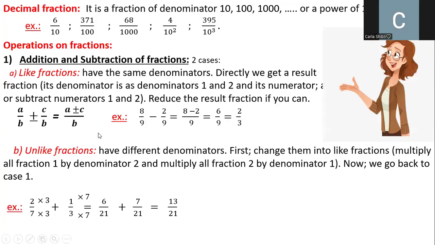What do we mean by a decimal fraction? A decimal fraction is a fraction whose denominator is 10, 100, 1000, or a power of 10. So to know if a fraction is a decimal fraction, I always look at the denominator. 10, so it's a decimal fraction. 100, it's a decimal fraction. My denominator is 1000, it's a decimal fraction. My denominator is 10 squared, which is 100, so it's a decimal fraction. My denominator is 10 cubed, so it's 1000, so it's a decimal fraction.